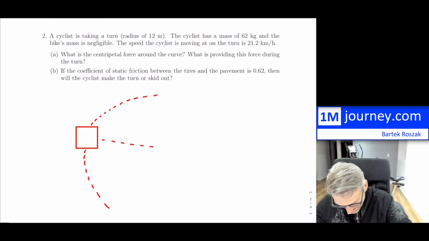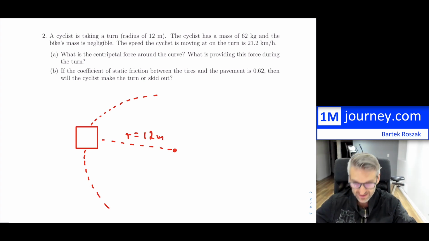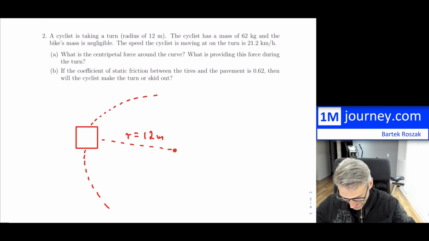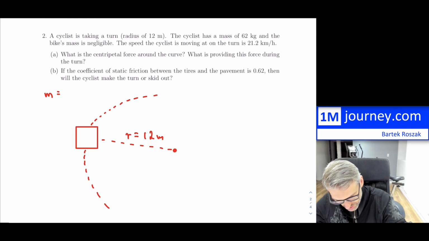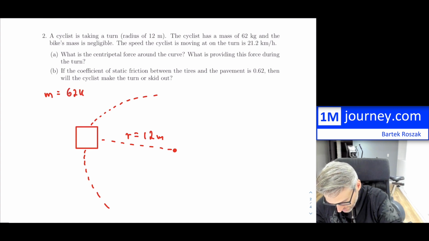So here's the radius right there. That radius, it's telling us, is 12 meters. Okay, so that's my cyclist there. The cyclist has a mass. So this is my given pieces of information: 62 kilograms.